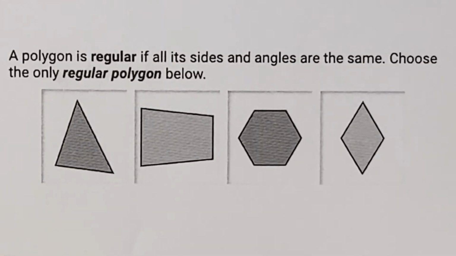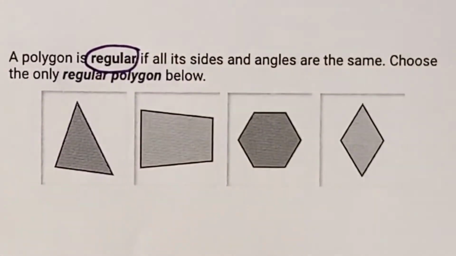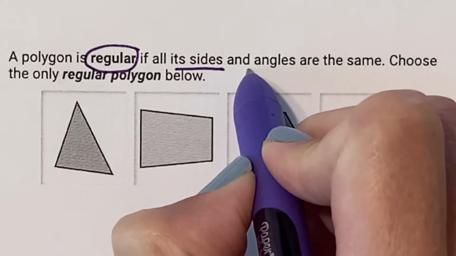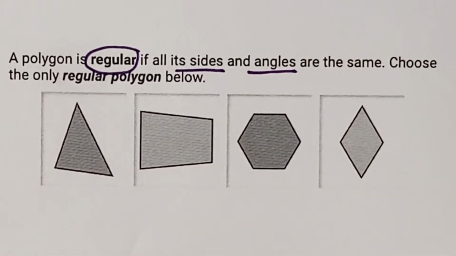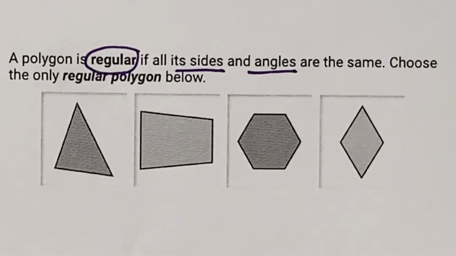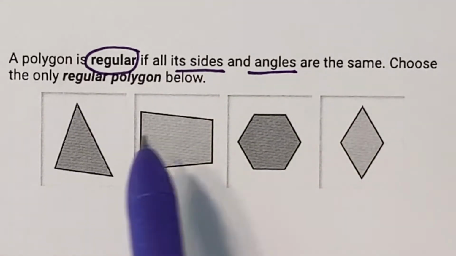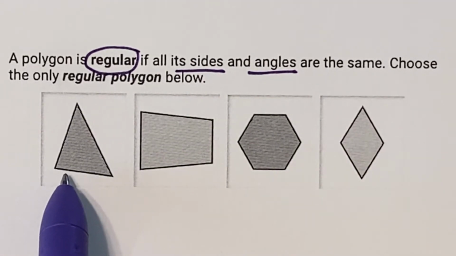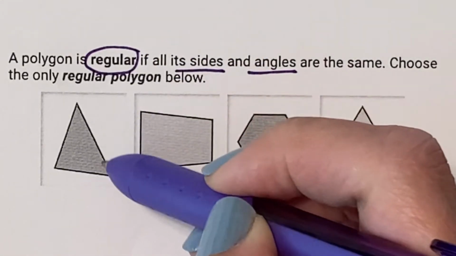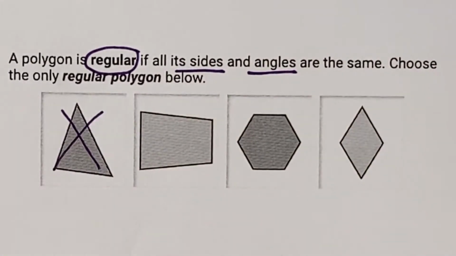Now let's talk about what that word regular means. A polygon is regular if all of its sides and all of its angles are the same. So all of the sides have to be the same length and all of the angles have to be the same measure. Let's see, circle the regular polygon below. Let's take a look at this one. Well, I can look at this triangle and go, these sides are not all of the same. This side is definitely longer than the other two, so that is not a regular polygon.